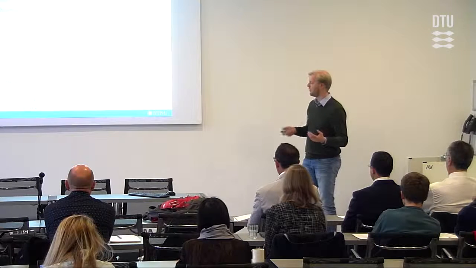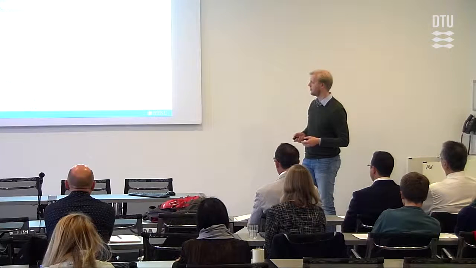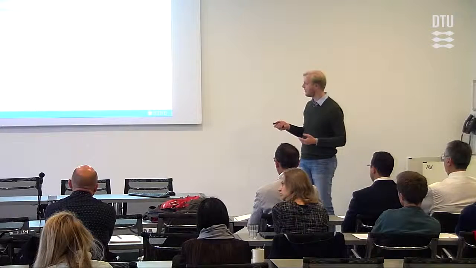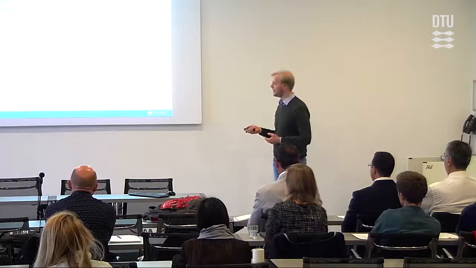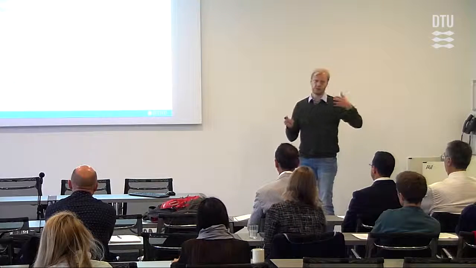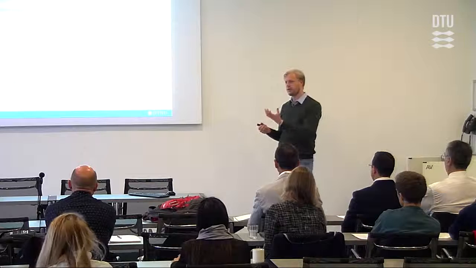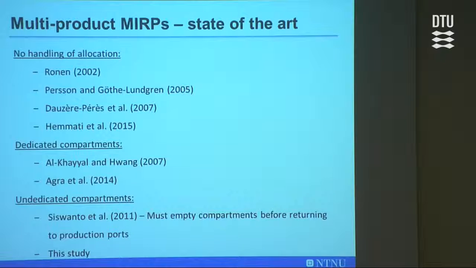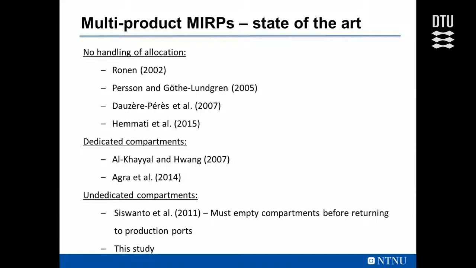I think it's different types of oil or petrochemical products. And then they have undedicated compartments, but they make sure that the ship is always empty when they return, and then they can start to refill it again with different products. So it's a little bit of cheating, but okay in this case, because they really use the geography of the problem to handle this. And then, of course, it's our study, which is on undedicated compartments.